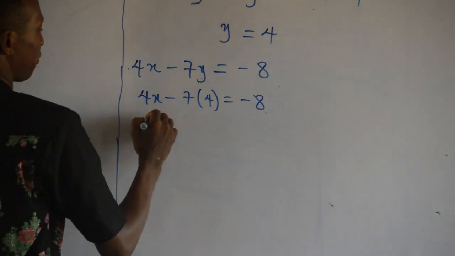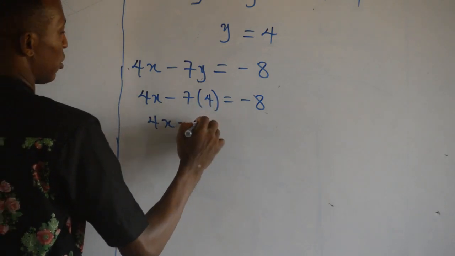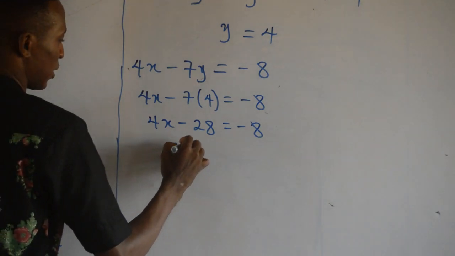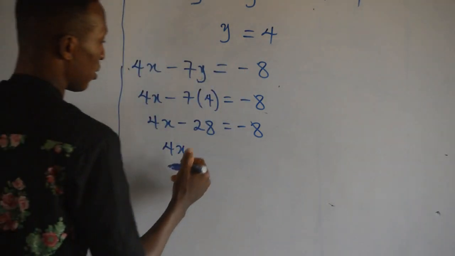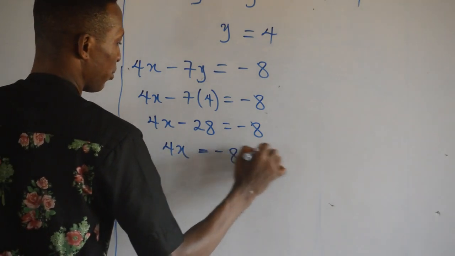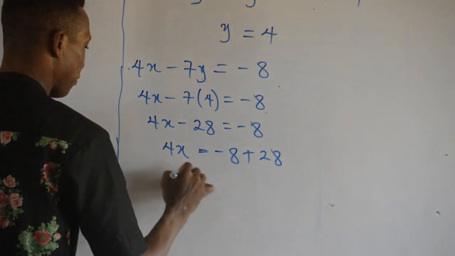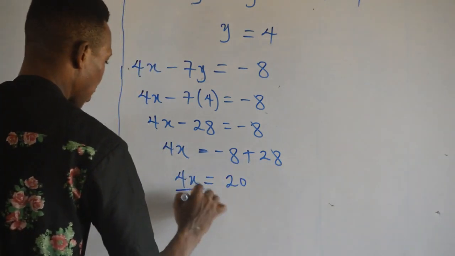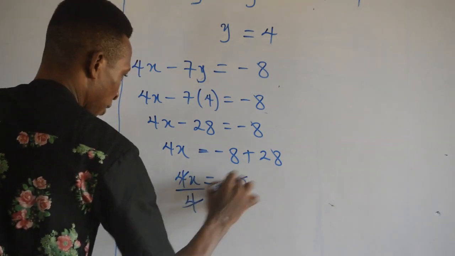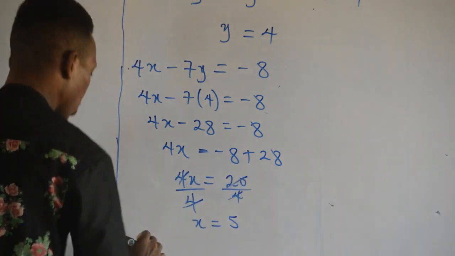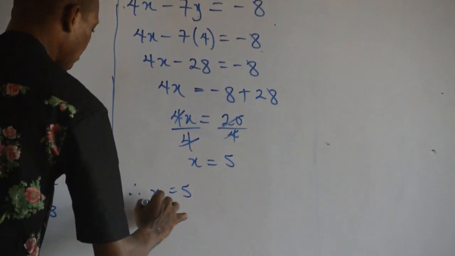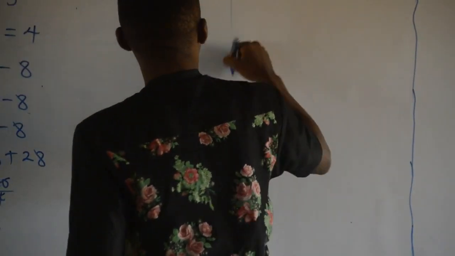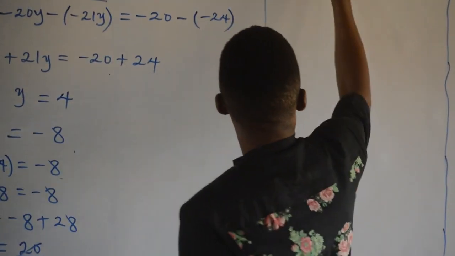So here we have 4x minus 7 times 4, 28, equals to minus 8. So we have 4x. When minus 28 crosses to the other side, it becomes plus. So we have minus 8 plus 28. So we have 4x equals to minus 8 plus 28 gives us 20. Divide both sides by 4. We have x equals to 5. So therefore, x equals to 5 and our y equals to 4. We've gotten our answer, but we need to check if our answer is right or wrong.